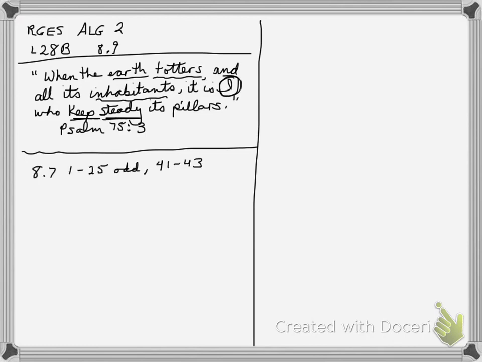So 8.7, number 1 is 6. Number 3 is 36 times the square root of 2. 5, 3 times the sixth root of 72. 7, 12 times the square root of 5. 9, 10 times the sixth root of 32. 11, 3ab squared c squared times the sixth root of a b to the fourth c squared. 13, 2/3. 15, 1/2 the sixth root of 2.